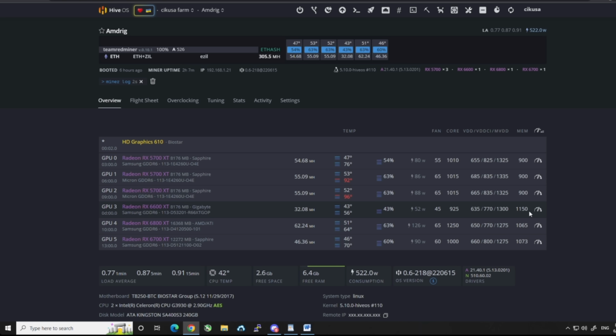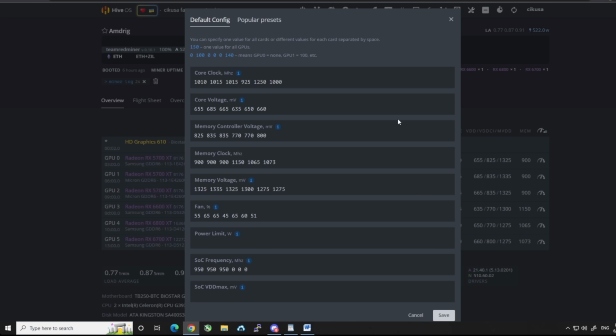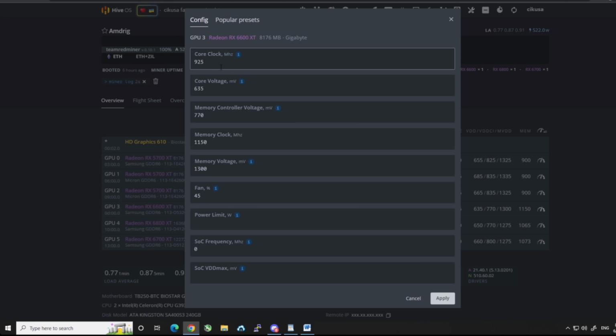What I like to start with on 6600 XTs is something like this. But be wary, guys, that some cards, and maybe your card, won't run on these settings. You might need a bit more core voltage, or a bit more memory controller voltage or memory voltage, or you're going to need a lower clock. So basically what I suggest is to start, for example, on 950 core, around 650 core voltage, 800 memory controller voltage, and then around 1100 on memory and 1300 memory voltage. Once you set that, apply it and see how your card behaves.